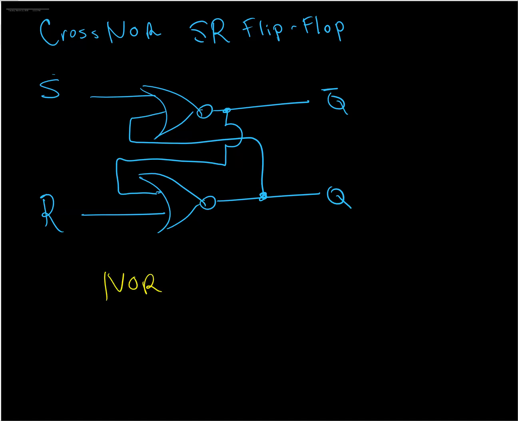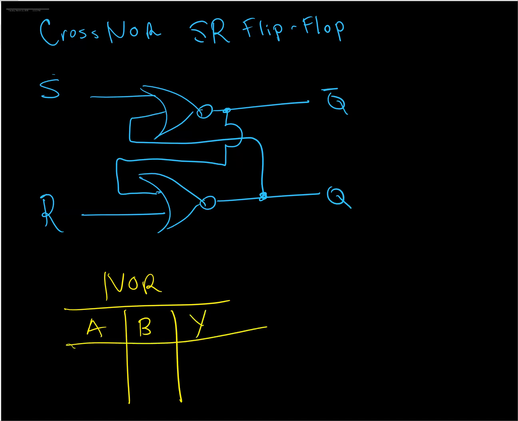But it's not impossible if we remember how NOR gates work and look at the truth table for a NOR gate. If a NOR gate has two inputs A and B and an output Y, we could have 0, 0, 0, 1, 1, 0, or 1, 1. For a NOR gate, the only time we'll get a 1 is if both inputs are 0. Otherwise, we're going to get zeros. So basically, anytime the input is 1, we will get a 0 for an output, okay?